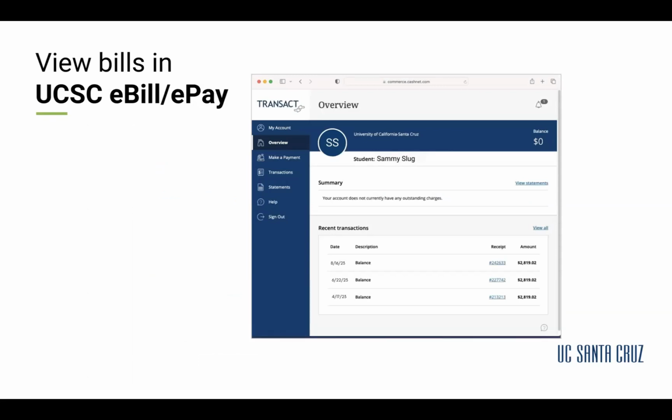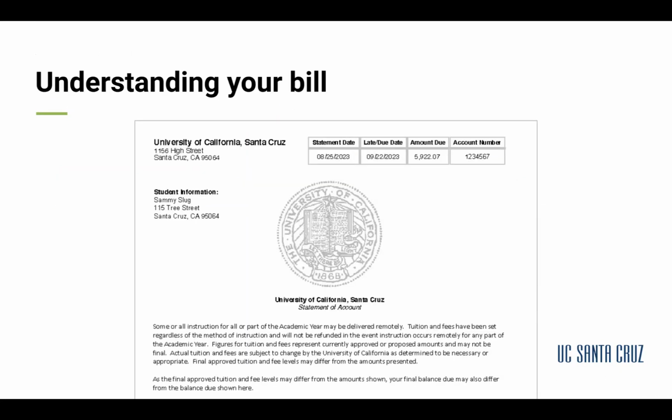Now let's review how to locate and view billing statements. First, log into UCSC eBill ePay, tap Statements, and then tap the bill you would like to review. Here's a sample of a UCSC bill. Not all bills will look like this one, but this sample will give you a general idea of what you might see on your students' bills.